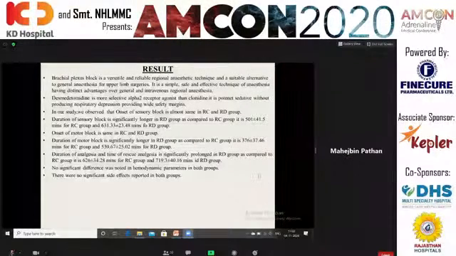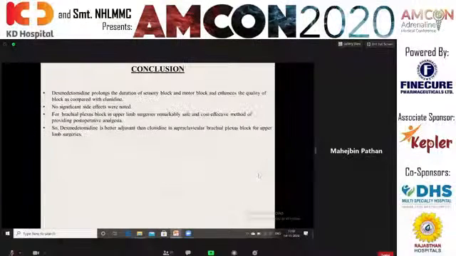Conclude. Here we conclude that dexmedetomidine prolongs the duration of sensory block and motor block and enhances the quality of block as compared to clonidine, and it is a better adjuvant than clonidine.